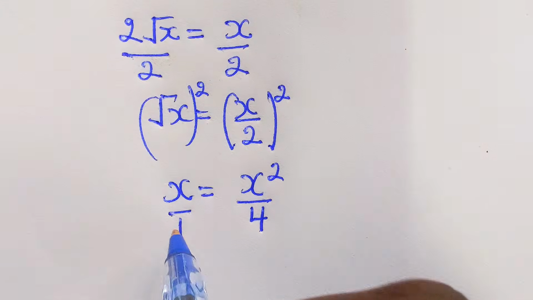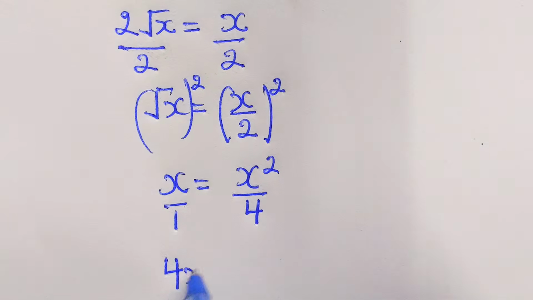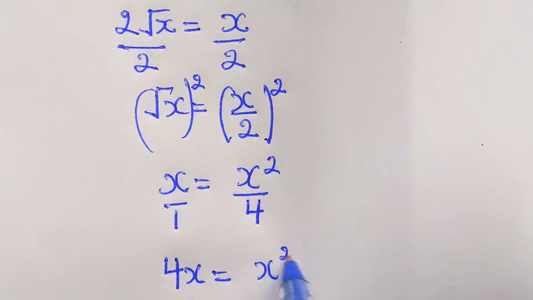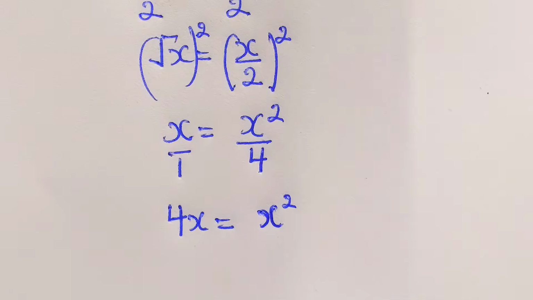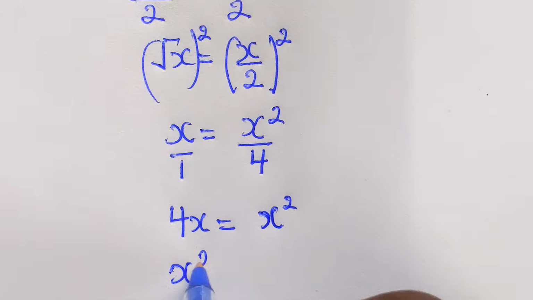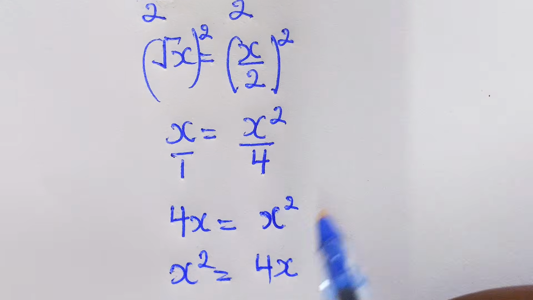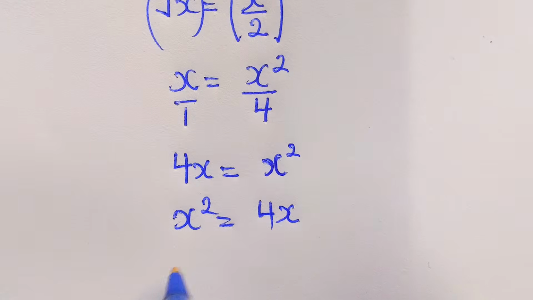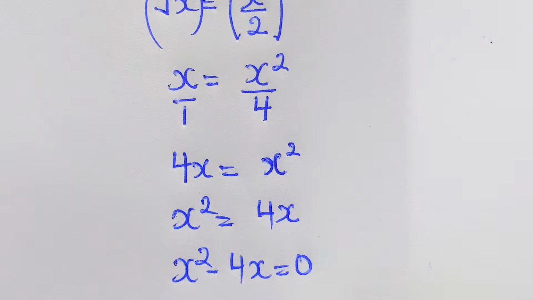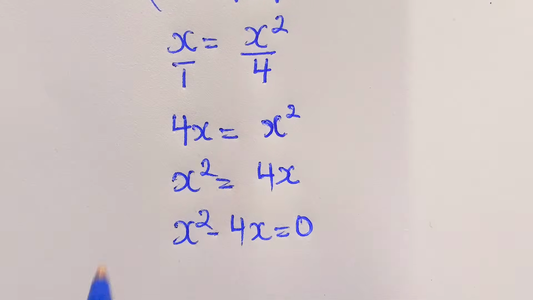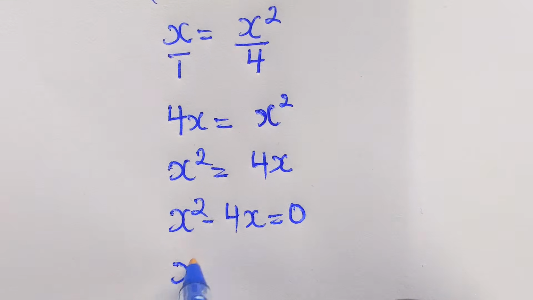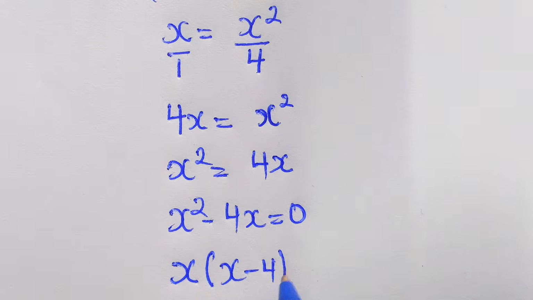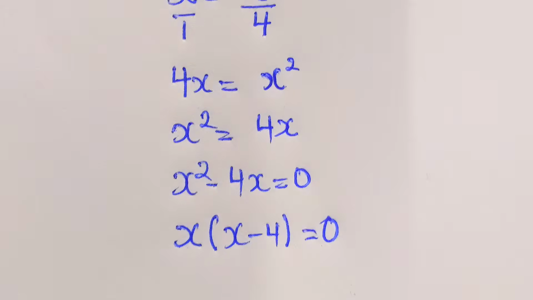Then by cross multiplication we shall get 4x equal to x squared. By rearranging, we shall say x squared equals 4x. Okay. By grouping like terms, x squared minus 4x equals 0. Okay. And we have to factorize this quadratic to get x times x minus 4 equals 0.